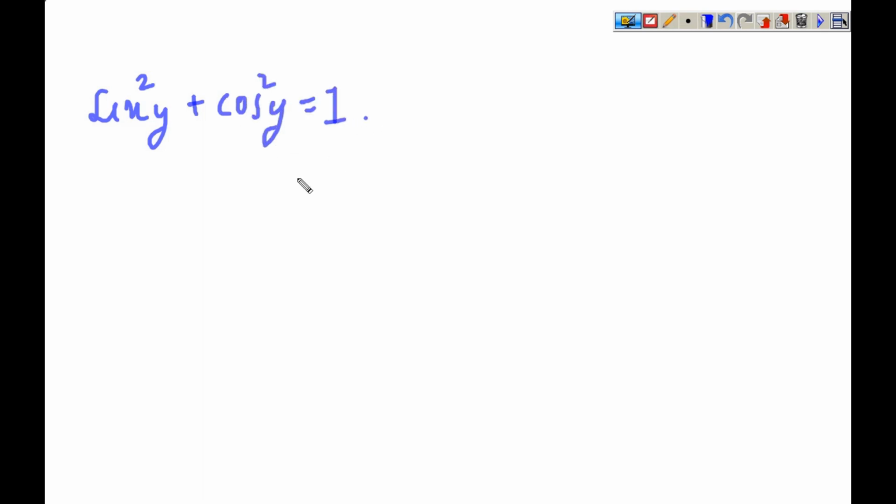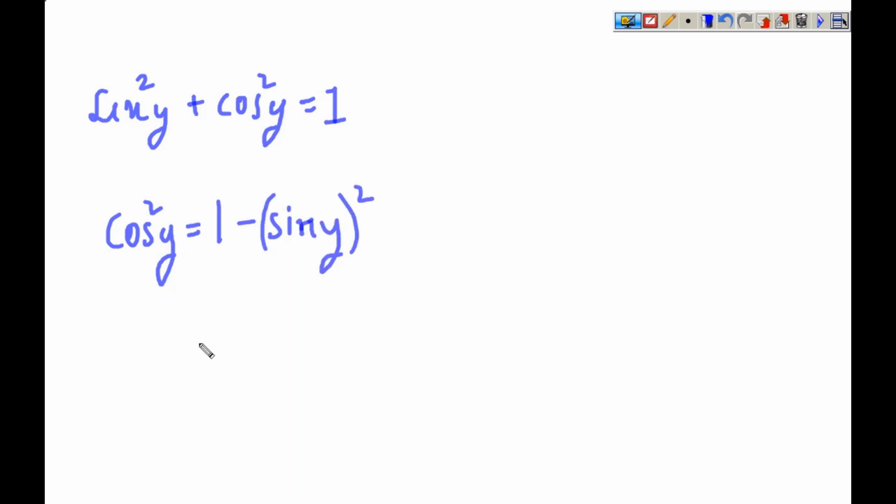We know the trigonometric identity that sin square y plus cos square y equals 1, right? That means cos square y equals 1 minus sin square y, right? Also, sin of sine inverse x will be equal to x.